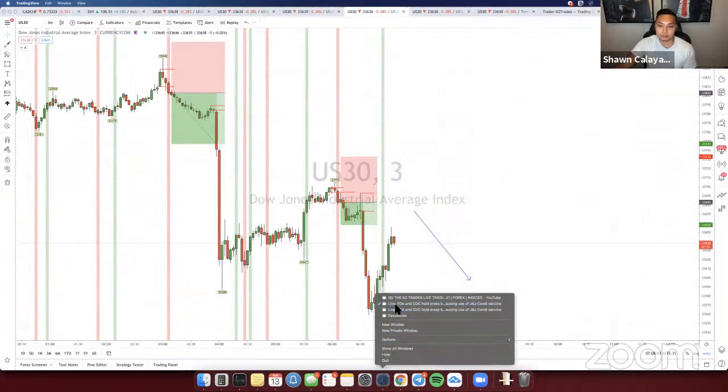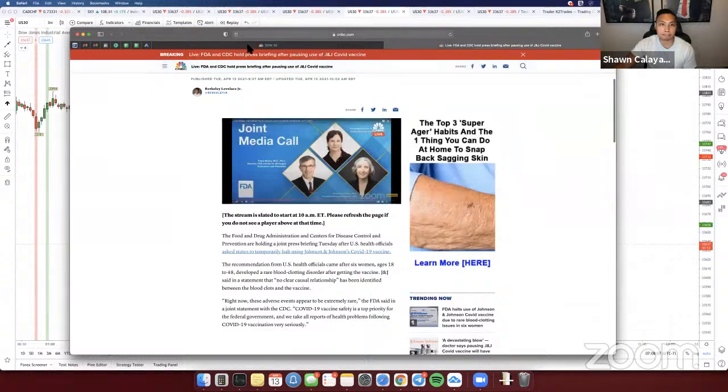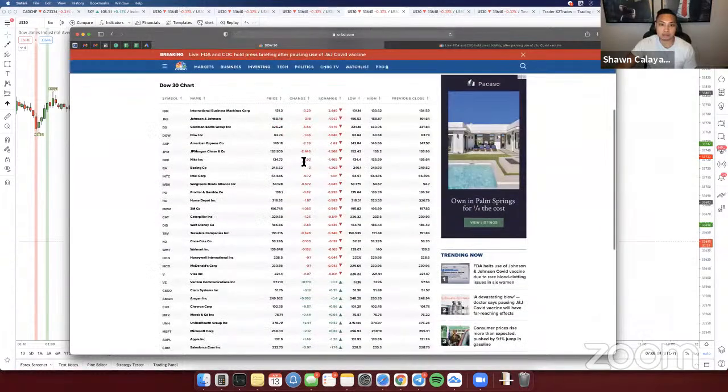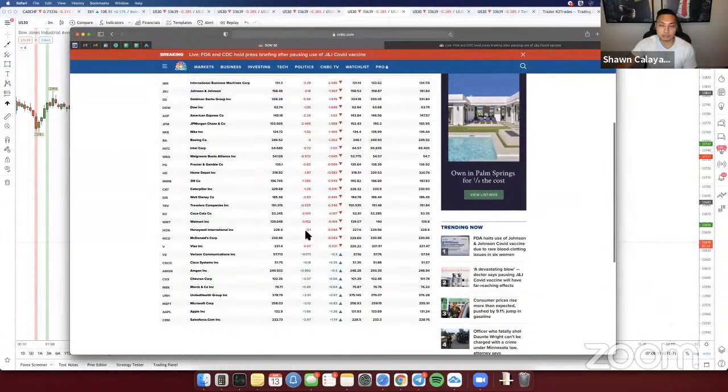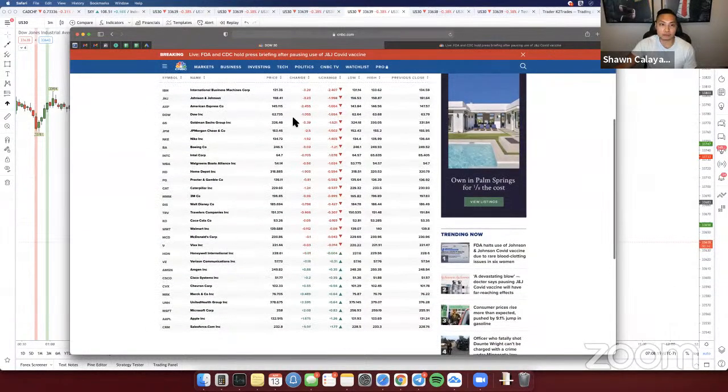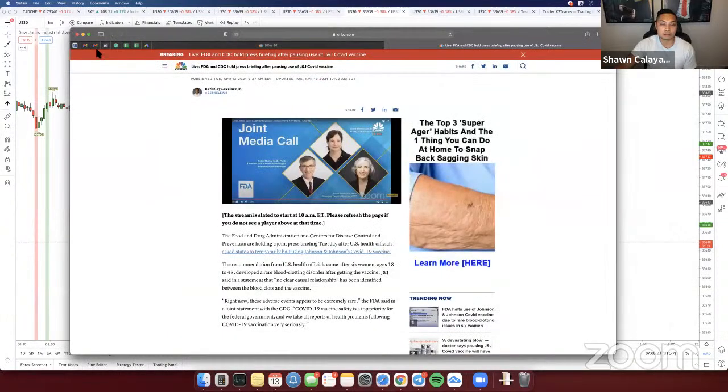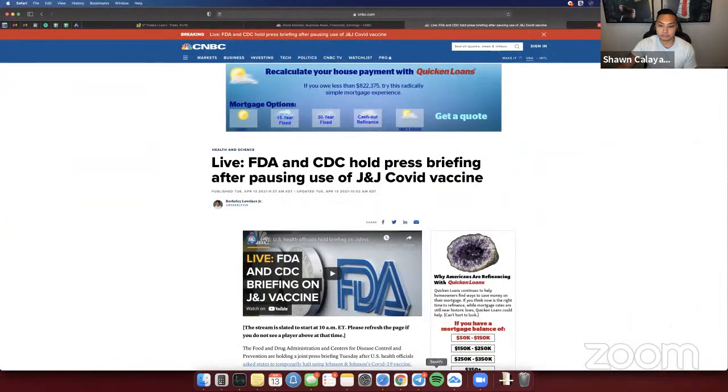Let me see this real quick. Yeah, the Dow is not looking good right now, but they're starting to swing back up. You can see they're going back and forth. Johnson & Johnson was negative 2%. Now it's bouncing back as people are buying the dip. So we'll see where this comes up from here.